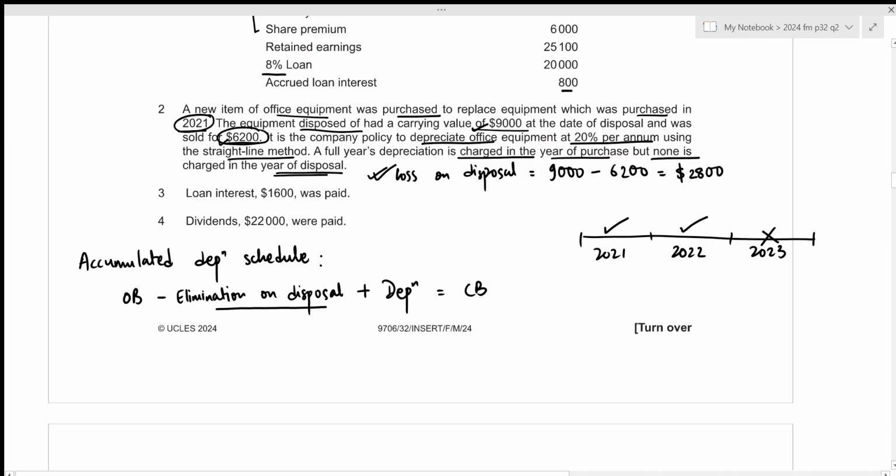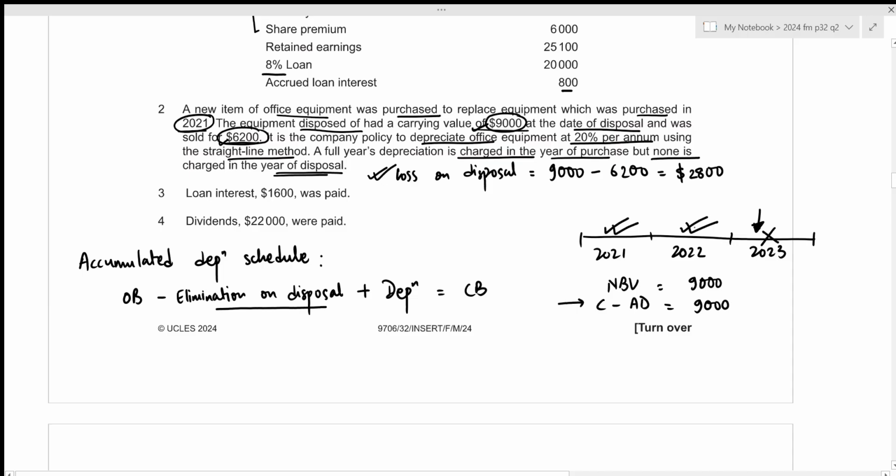Now we also know the net book value of the disposed equipment is 9,000 at the date of disposal, which is after 2 years. Right here during this year, the net book value is 9,000. Now remember, net book value is just the difference between cost and accumulated depreciation. And accumulated depreciation for this particular equipment is just going to be the sum of depreciation in the year 2021 and in the year 2022.